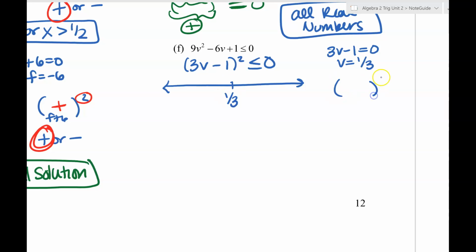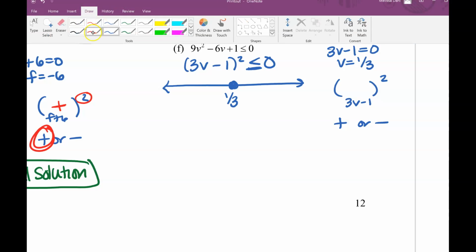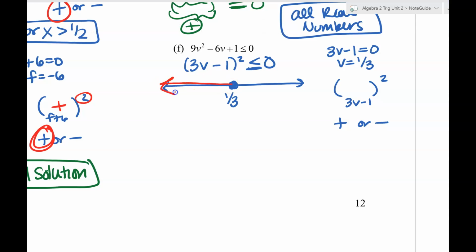And remember, we're testing the square of 3v minus 1 and seeing if it's positive or negative. And now we're going to include 1/3 because it does say we could be equal to 0. So 1/3 makes the 0 and should be part of our answer. And now we're going to test. If I test things smaller than 1/3, like say -2, -2 would make 3v minus 1 negative, but then it would square and become positive. And then let's say I test something larger than 1/3, like 5. 5 would make 3v minus 1 positive, and squared would remain positive.